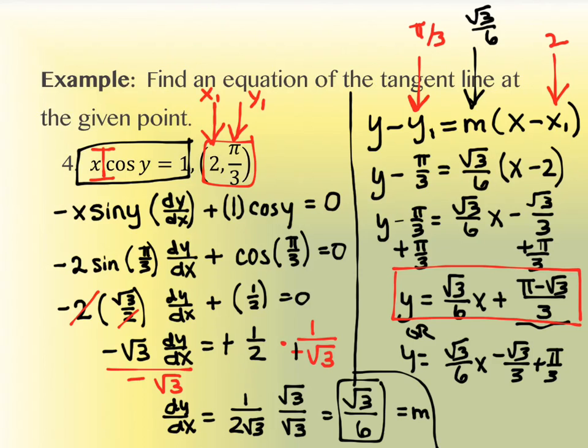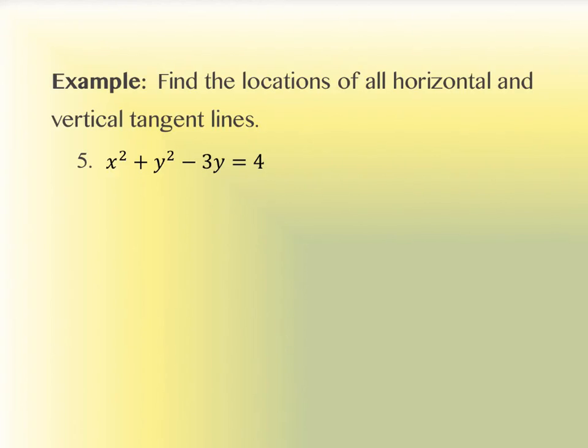All right, slightly different question. We have not seen a question like this before. This question asks us to find locations of certain kinds of tangent lines. So let's talk about what these actually mean. It says we're going to find the location for horizontal tangent lines and vertical tangent lines.